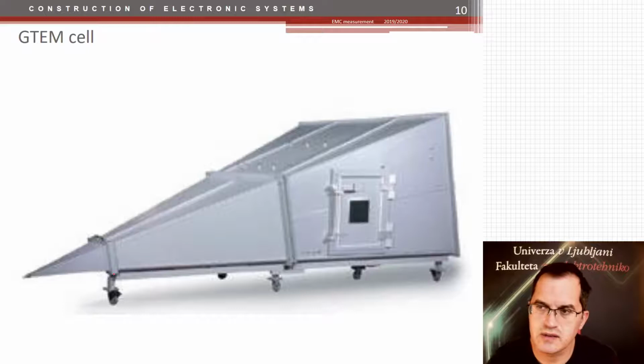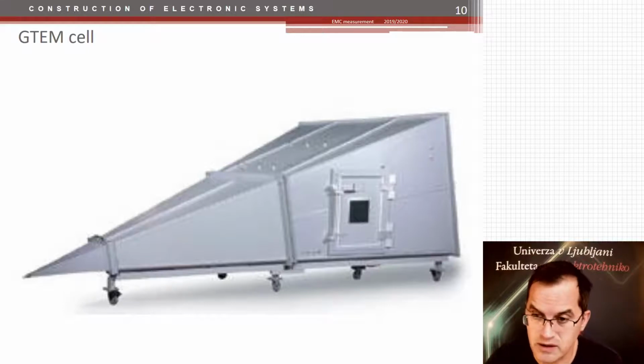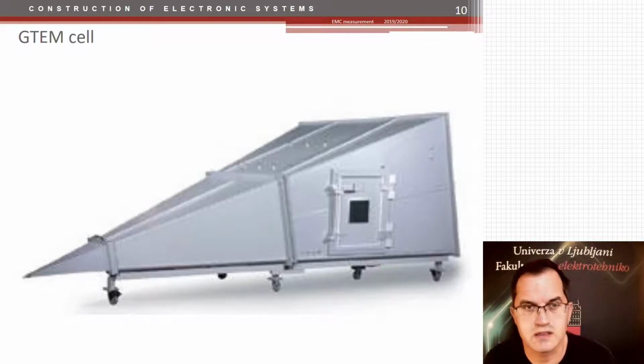So a GTEM cell looks like that, and it's not a certified measurement equipment, but you can use it in your company, in your lab, because it's much cheaper than the semi-anechoic rooms. The anechoic or semi-anechoic rooms, they cost more than 500,000 euro, and this thing costs maybe a few 10,000. So it's much easier to afford it, and you can do some preliminary testing there, but you cannot do certified testing.